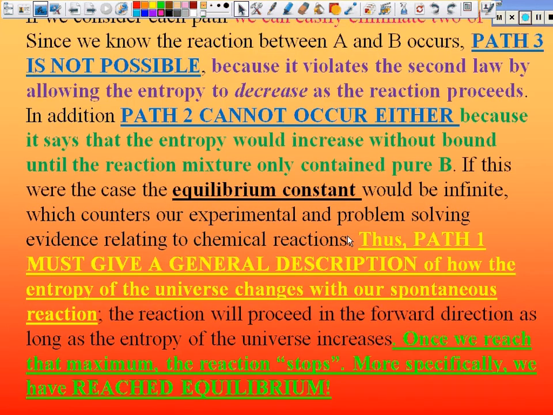If this were the case, the equilibrium constant would be infinite, contradicted by experimental evidence relating to chemical reactions. Thus, path 1 must give a general description of how the entropy of the universe changes with our spontaneous reaction. The reaction will proceed in the forward direction as long as the entropy of the universe increases. Once we reach that maximum, the reaction stops. More specifically, we have reached equilibrium. All right, so basically what happens is that, and this is what I want you to do.